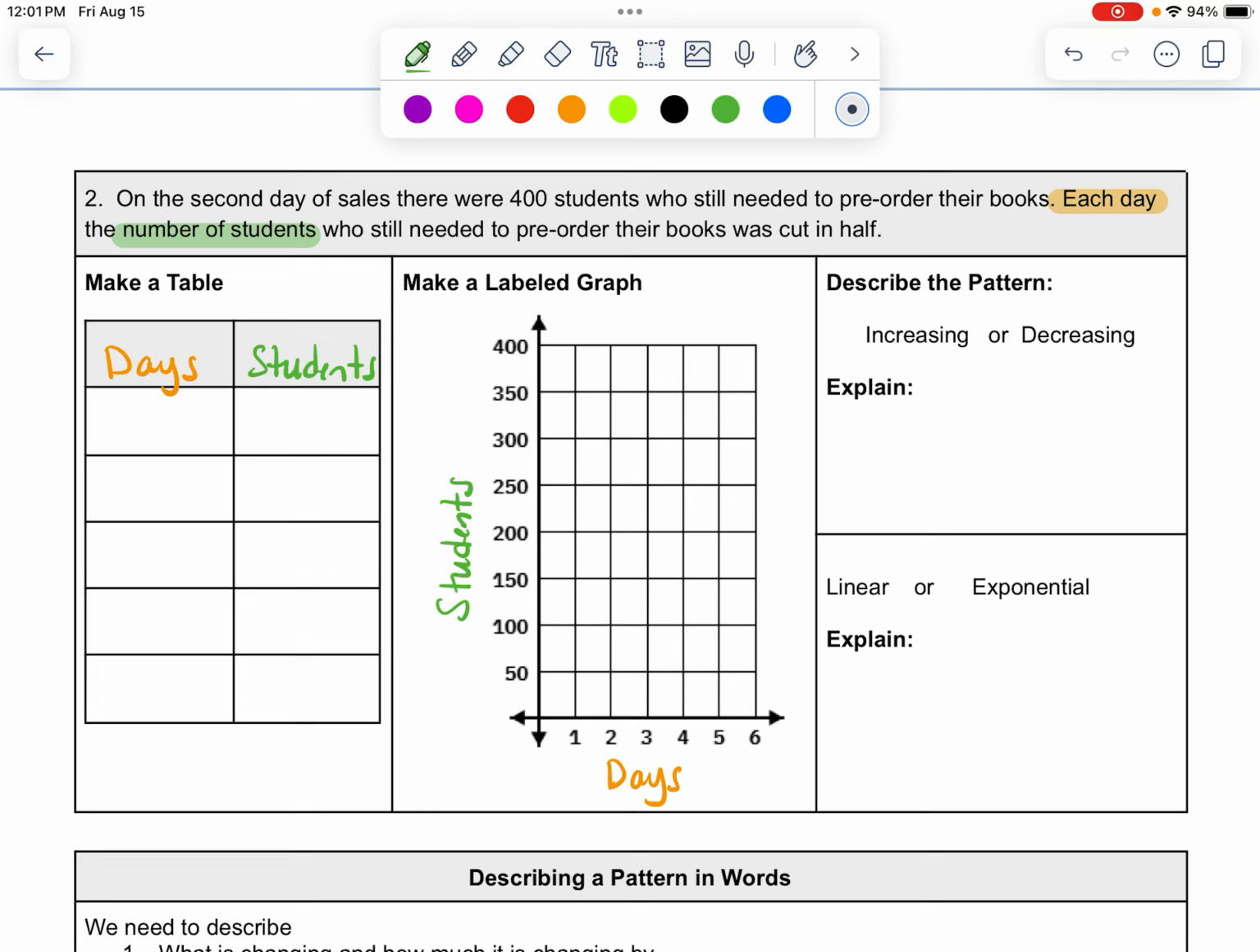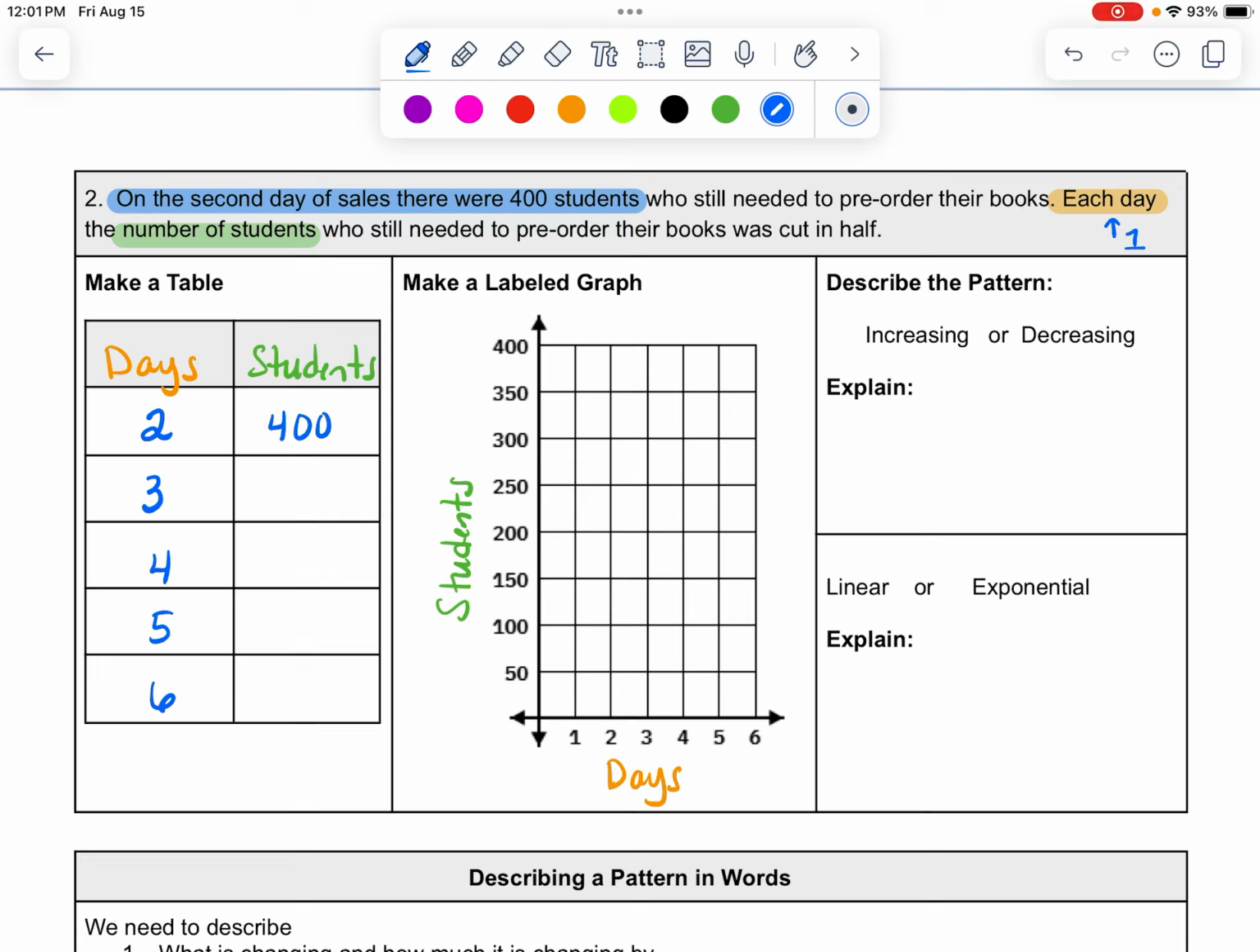Then I need to figure out my numbers. So in order to do that, I'm going to need a starting number. Let's look for some of those keywords about starting. It says, on the second day of sales, there were 400 students. Well, I might not know how many there were on the first day, but I know how many there were on the second day. So my starting number here will be 2, and my students will be 400. And since it said each day, which means 1, I can fill in 3, 4, 5, and 6 right away for the days.